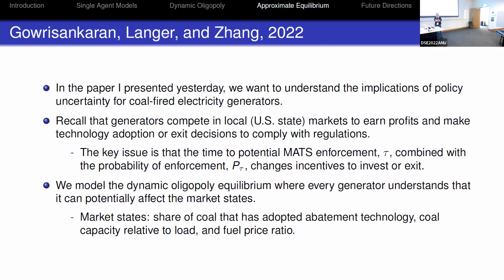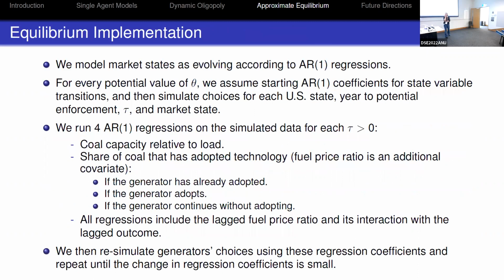The market states that we're going to keep track of are the share of coal that's adopted the abatement technology, the coal capacity in the market relative to load, so what share of the total electricity demand can be met by coal, and the fuel price ratio, for exactly those reasons I told before. All right, so how do we do it?